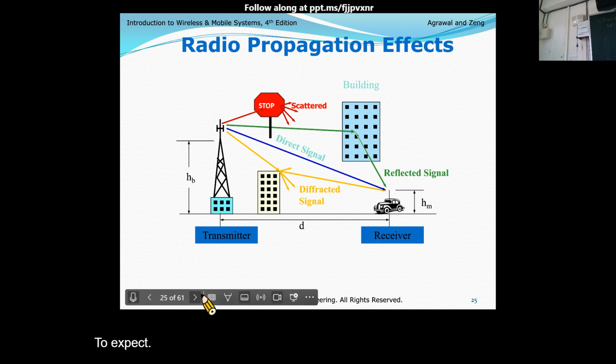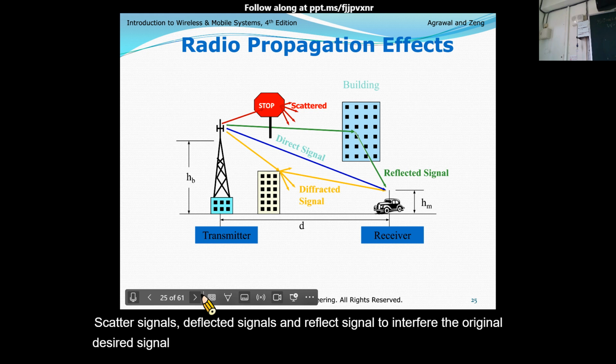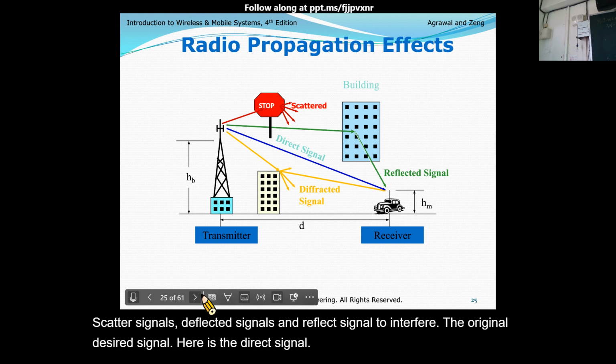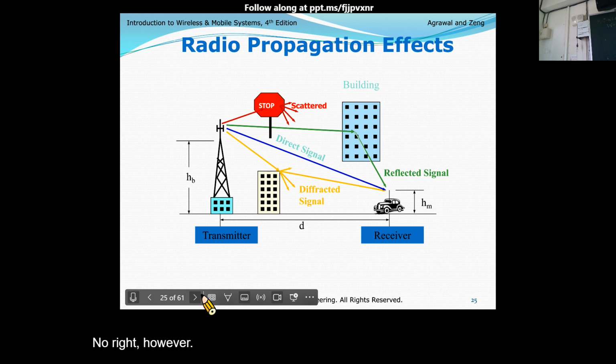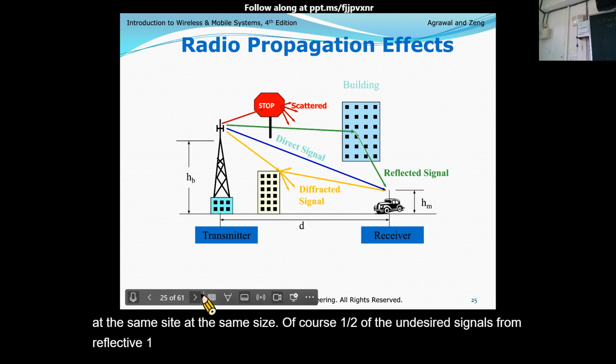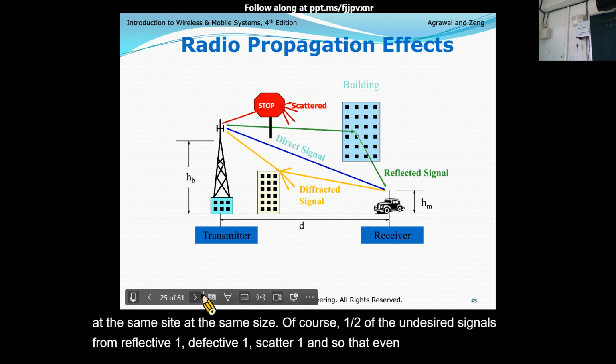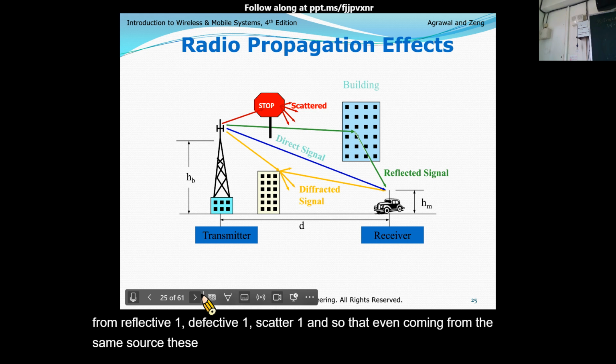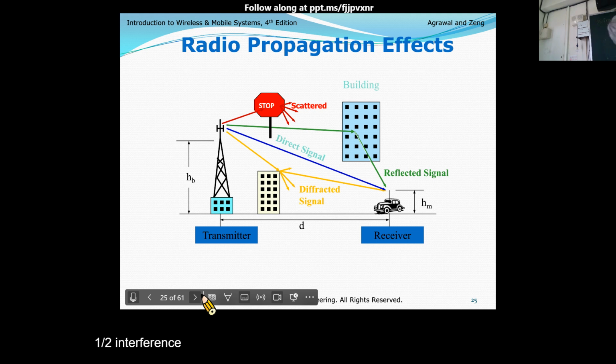And don't forget, do we expect scattered signals, diffracted signals, and reflected signals to interfere with the original desired signal? Here, it's the direct signal. No, right? However, the other signals, even though they come from the same source, will be received at the same site. At the same site, of course, we will have the undesired signals from the reflected one, diffracted one, and scattered one, so that even coming from the same source, these serve as interference. All right, so here we will have interference if we have the propagation effects.